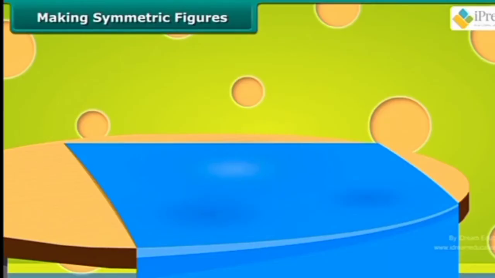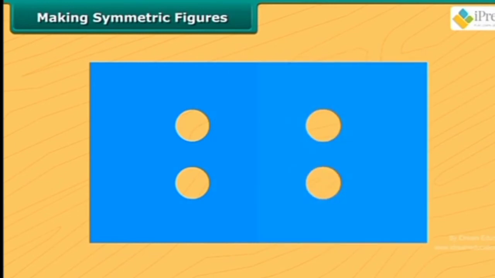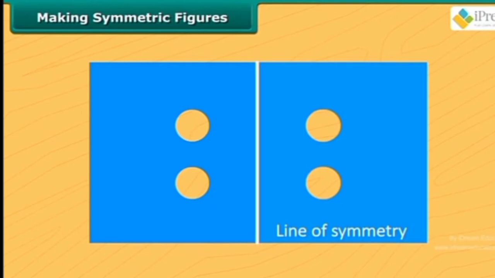Piece of cloth. Fold it into halves. Now cut two small circles from the middle of this piece. Now after unfolding you can see a symmetric pattern that has a line of symmetry along which it can be cut into two identical parts.